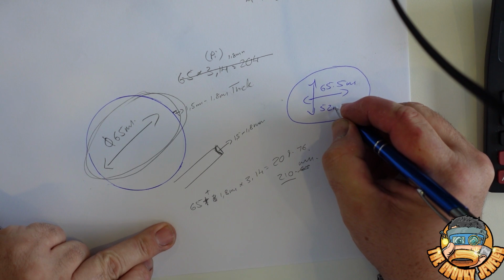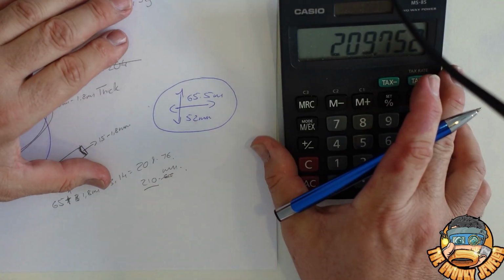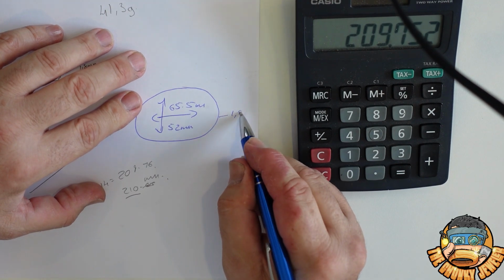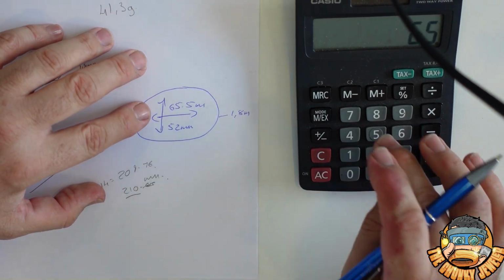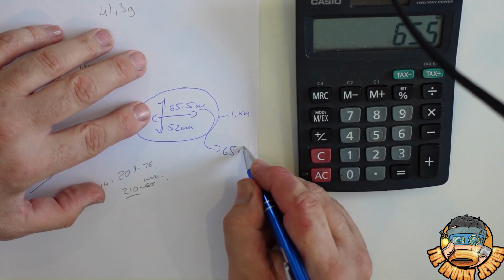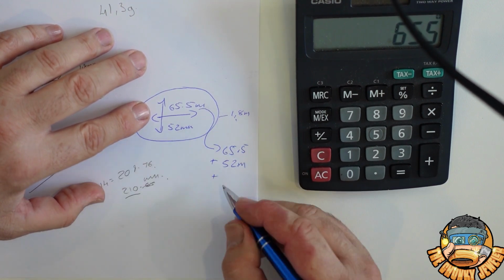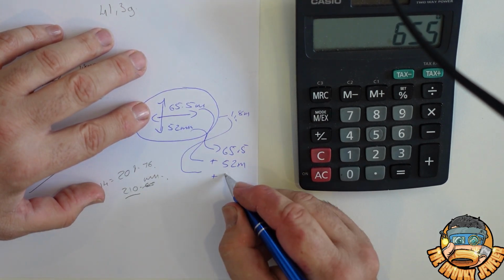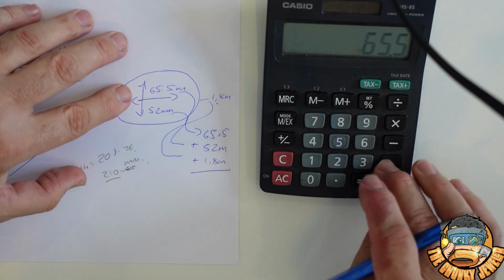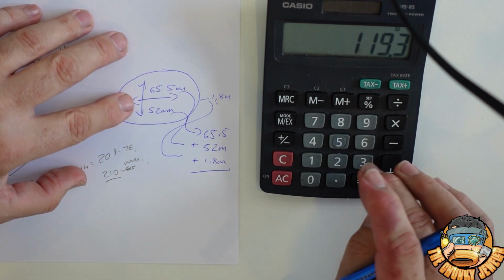So that's 52 millimeters. Keeping up? Good. So what we'll do is the 65, and we'll still add the 1.8 thickness again. So we'll do 65.5 plus the 52 millimeters plus the 1.8 millimeters. So 65.5 plus 52 plus 1.8 equals, times 3.14.